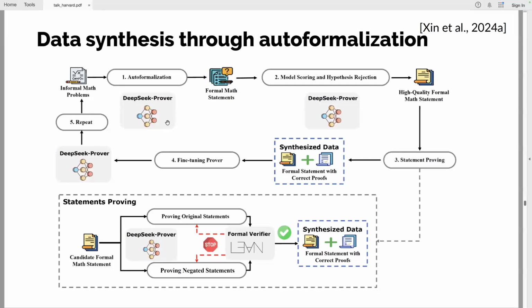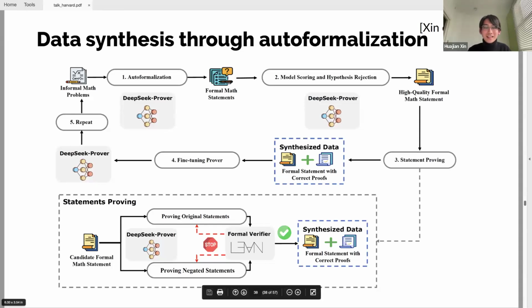So, to be clear, you use the same model for auto formalization and theorem proving, and you use this data to train both parts of that model. Yes. Okay, thanks. Thanks for your question.